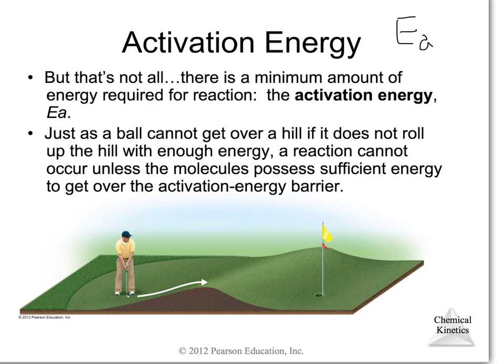So there's a good analogy that your textbook uses, and that's just as a ball cannot get over a hill if it does not roll up the hill with enough energy. So if I'm not going to apply enough energy to the golf ball here to roll up the hill, I'm not going to be able to get that hole in one. Same kind of analogy with that a reaction can't occur unless a molecule will possess a certain amount of energy, a minimum amount of energy to get over what we can call the activation energy barrier. So if I'm looking at my golf analogy here, this hill at the very top would be that activation energy barrier.